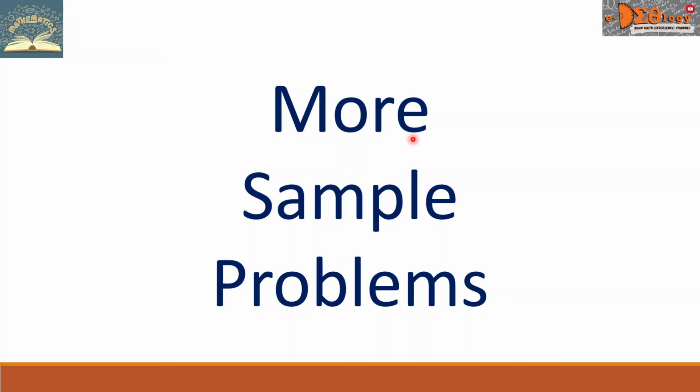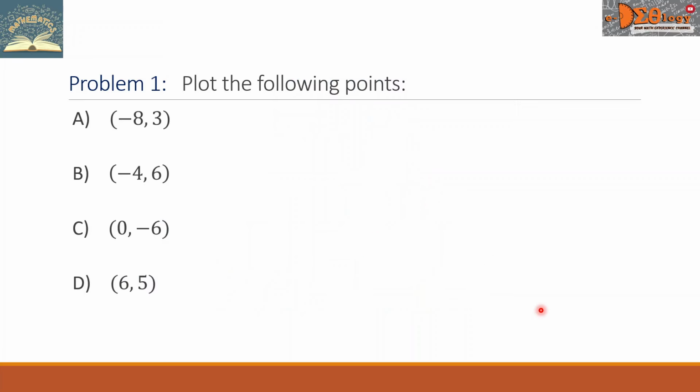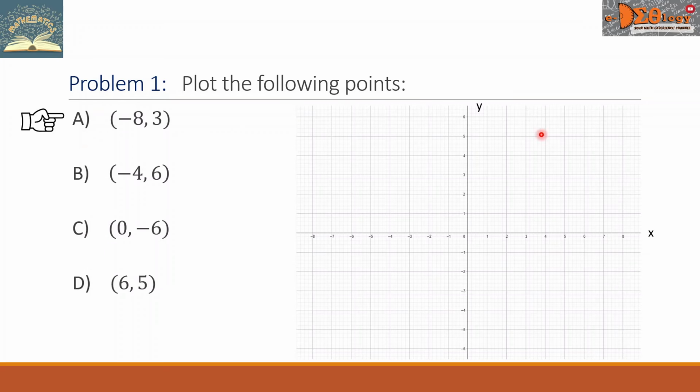Let us have more sample problems. Problem 1. Plot the following points. We have here 4 points. Let's begin with point A. We draw our x and y coordinate system. Then point A is negative 8 for the x, 3 for the y.